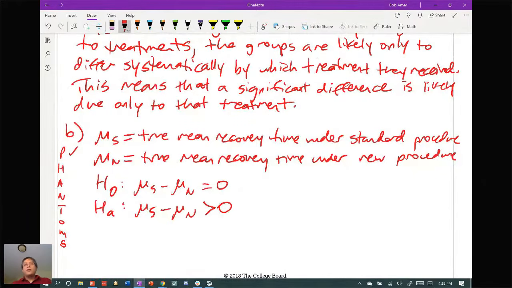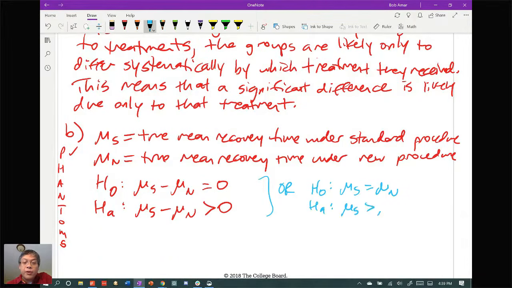I want to know whether the new procedure provides a reduction in that time. In other words, I want to have an idea of whether I can tell if the standard procedure has a greater recovery time. So that's why that's written here in this way. I like to write them this way because it reminds you of what you're doing. You could alternatively write them, no pun intended, as the mean times are the same. The alternative is that the standard procedure has a longer recovery time than the new procedure. Either of these ways of writing those hypotheses are good. Okay, so those are my hypotheses.